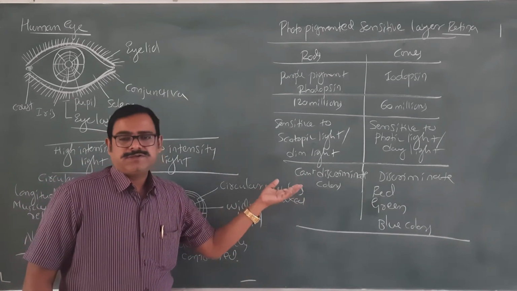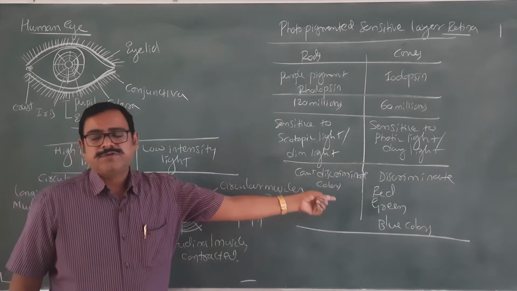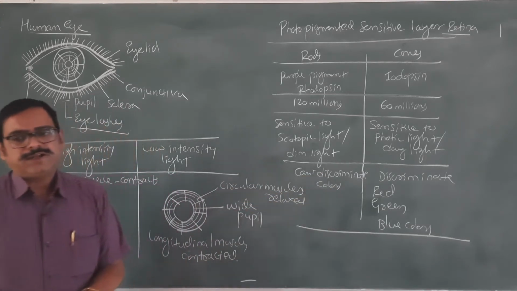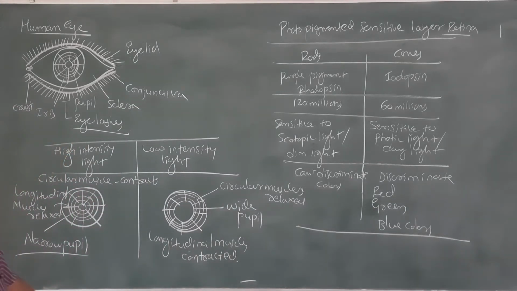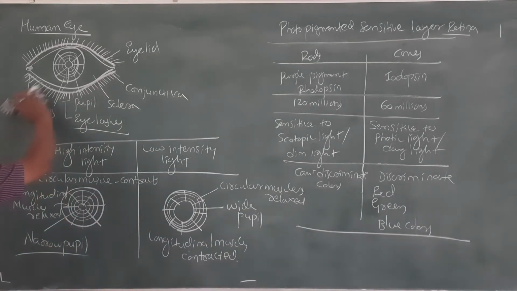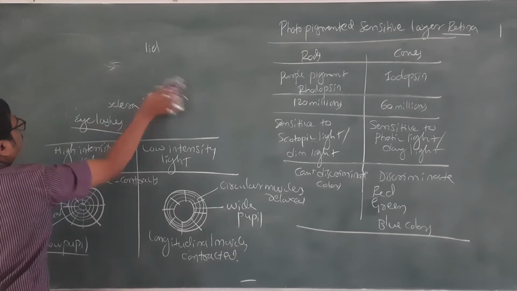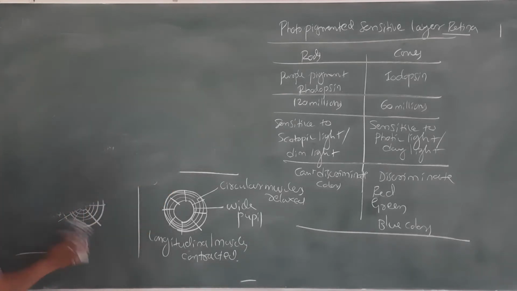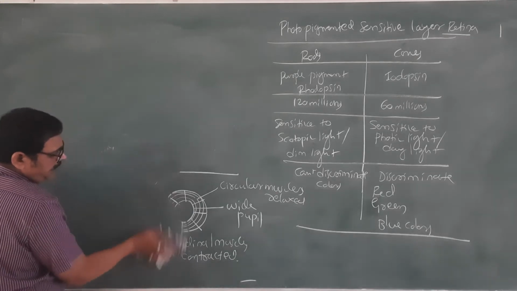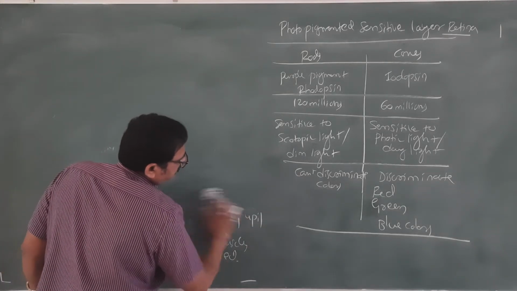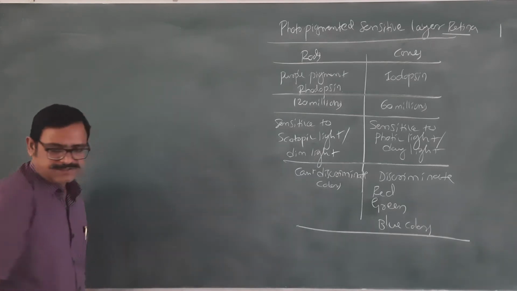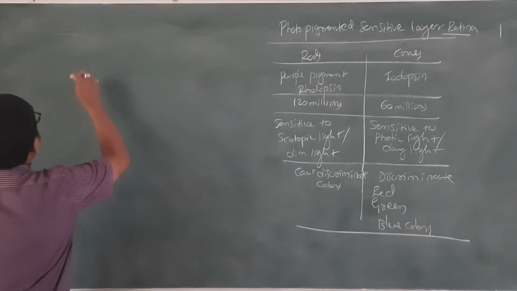Cones cannot distinguish between the colors, whereas the rods distinguish between colors such as red, green as well as blue. Now let us understand the structure of the retina, so it will be very easy for us to discuss the mechanism of how the image is formed. So when we look into the structure of the retina.